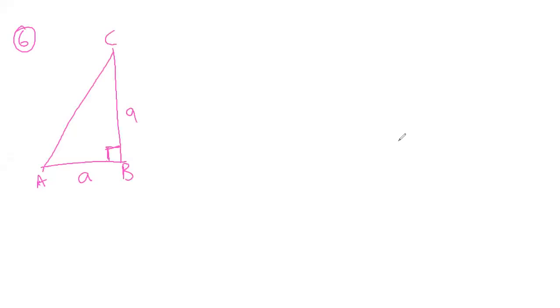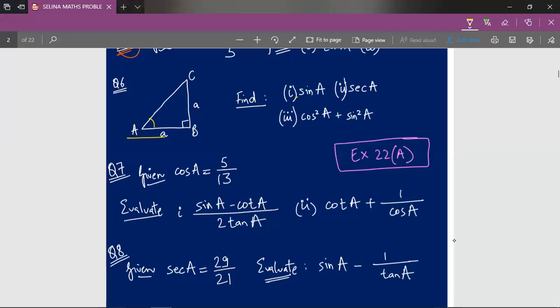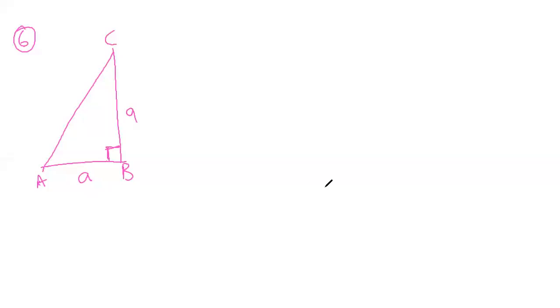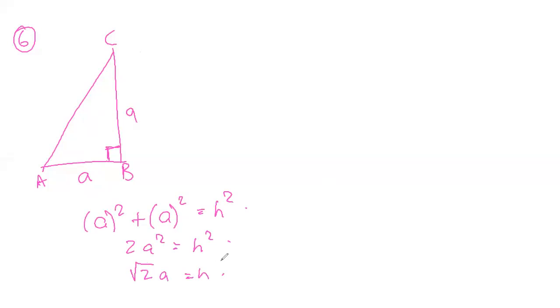Okay, so once we have drawn our figure, we look at our first question, which is telling us to find sine A. So all we have to do is find our hypotenuse, because hypotenuse is not given to us, only perpendicular and base are given. So accordingly, the Pythagoras theorem states that a square plus a square is equal to h square. So this is equal to 2a square, which is equal to h square, and the value will be root 2a is equal to h. So we'll write that down. Root 2a is equal to h, that is hypotenuse.